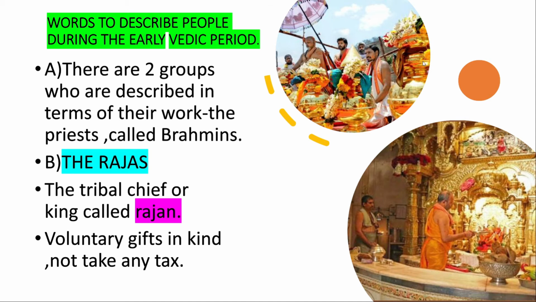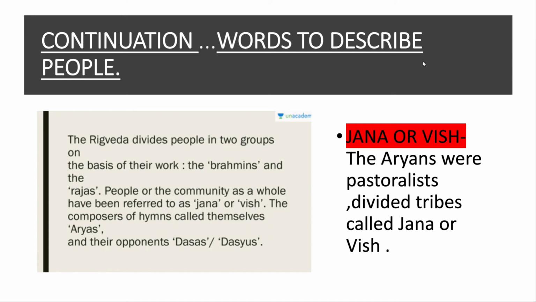After this, next one, Jana or Vish. Now, two words were used to describe the people or the community as a whole. The Aryans were pastoralists and were divided into tribes called Jana or Vish. One was the word Jana, which we still use in Hindi and other languages. The other was Vish. The word Vaishya comes from Vish. Several Vish or Jana are mentioned by name. So we find reference to the Puru Jana or Vish, the Bharata Jana or Vish, the Yadu Jana or Vish, and so on.